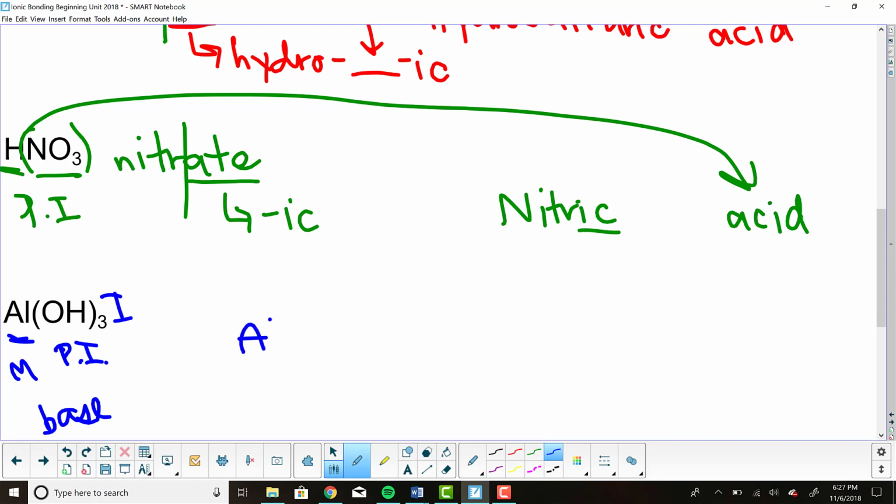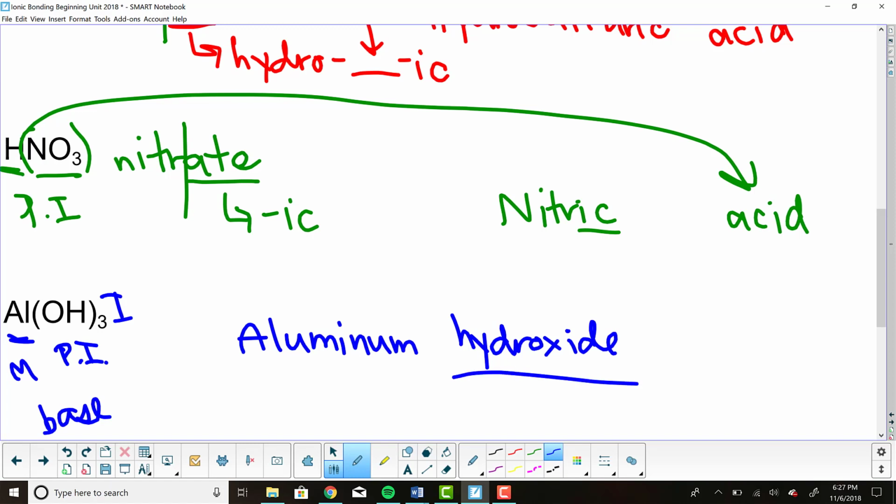So that's aluminum. Aluminum has a fixed charge. Remember, all elements in groups 1, 2, aluminum, zinc, and silver have fixed charges. Aluminum has a fixed charge, so I don't need to worry about Roman numerals. And then I provide the name of the polyatomic ion, which is hydroxide. Hydroxide, that tells me I've got a base. Everything lines up, and that's aluminum hydroxide.